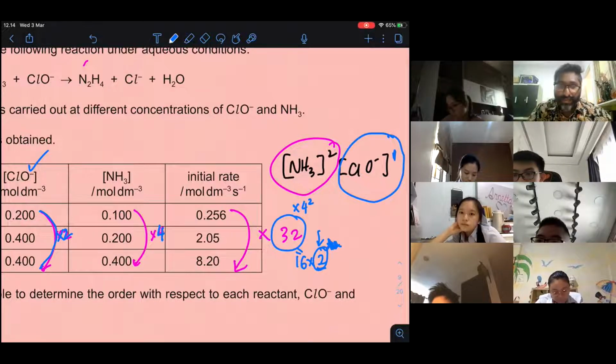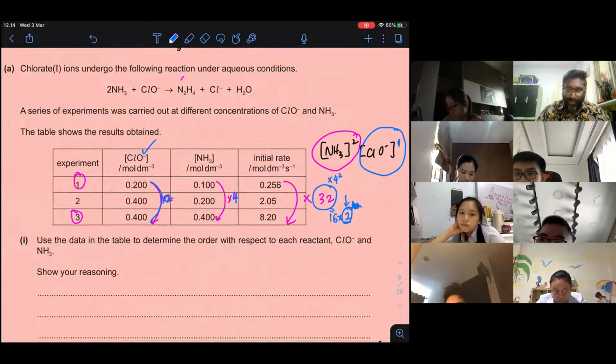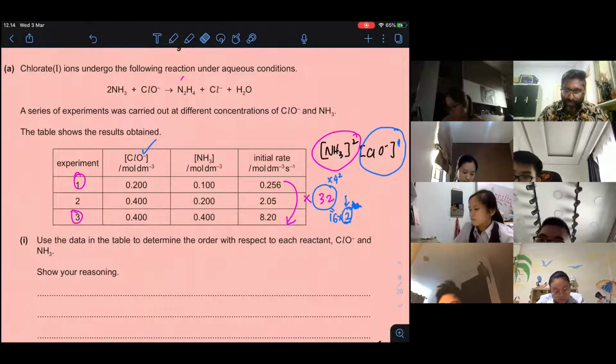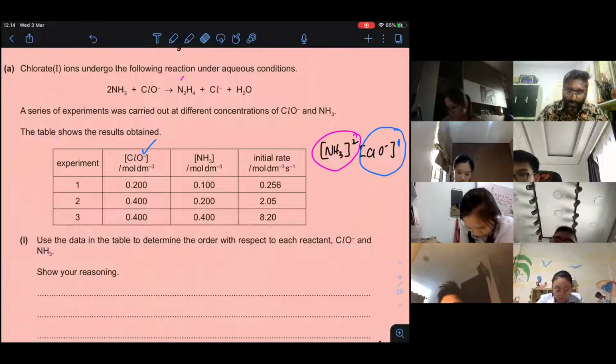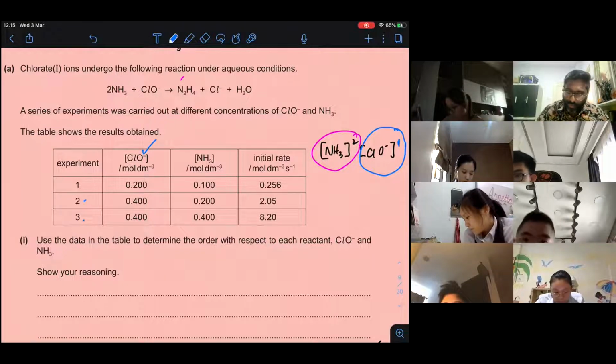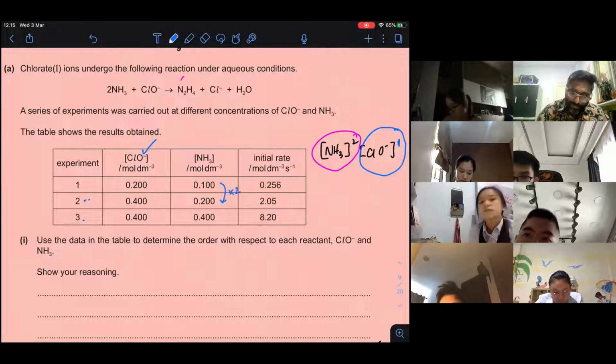If you don't understand, I can also show you using a different experiment combo. Maybe we don't use the 32 you see here. Just now I used 1 and 3, maybe now I use 1 and 2. If you use 1 and 2, you see here this is going to be times 2, this is also times 2.